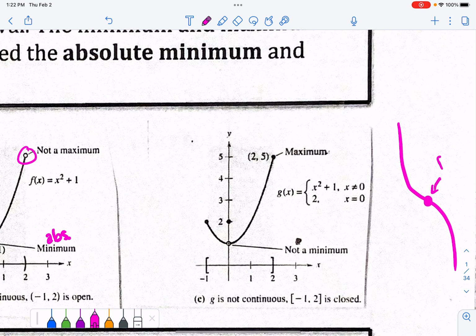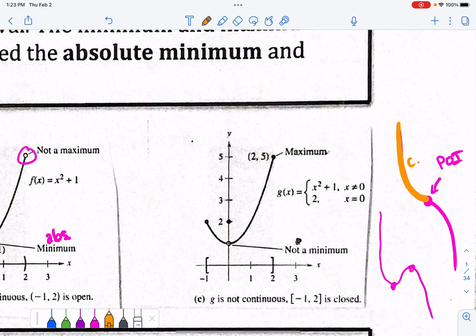This is a point of inflection. Sometimes cubic functions will do this, where you have a max and a min, but this one does not. This one is not a max or a min. It's actually a point of inflection, which we learned in trig class. It's a POI. A point of inflection is where it changes concavity.